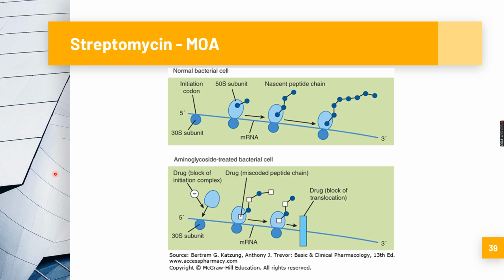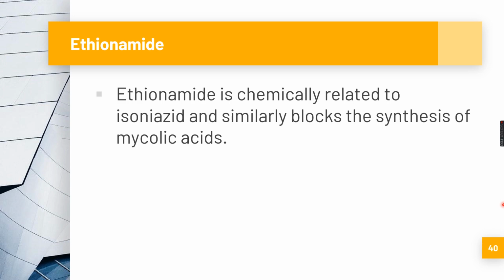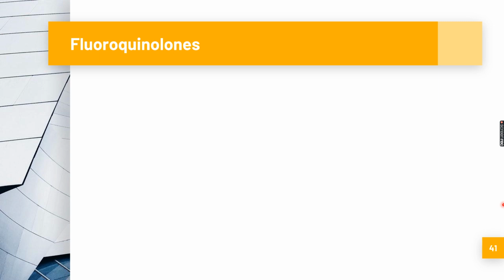So as we already saw, aminoglycoside blocks the formation of the initiation complex and thereby disrupts the polypeptide chain production. So when we talk about ethionamide, here we start with the second line drugs. It is very much related to isoniazid and blocks the synthesis of mycolic acid.